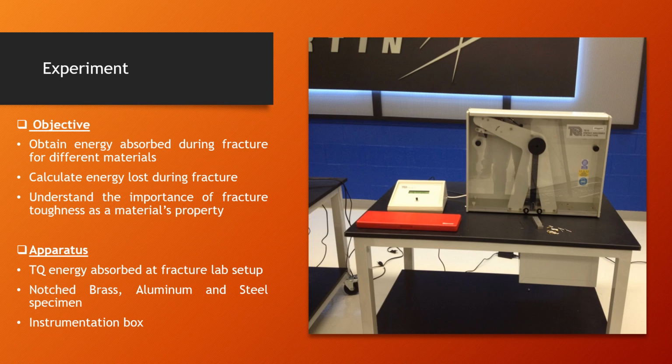and we'll also try to understand the importance of toughness of a material. The apparatus that we're going to be using is a TQ energy absorbed at fracture lab setup. We're going to be using 3 notched specimens. One is brass, another is aluminum, and the last one is steel. And we're going to need some instrumentation to measure the arm length of the hammer and the angles of the hammer during and after a strike.